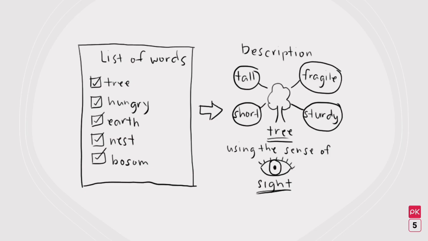The core of the game is to create riddles from the listed words, with the use of the 5 human senses to describe each word in riddle form. Example, the word tree can be described as tall, short, fragile, or sturdy.